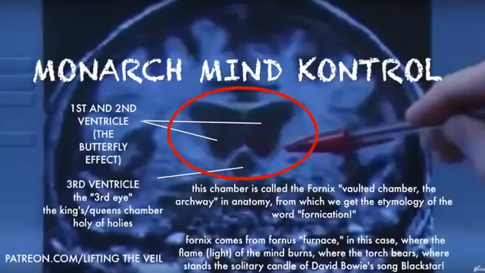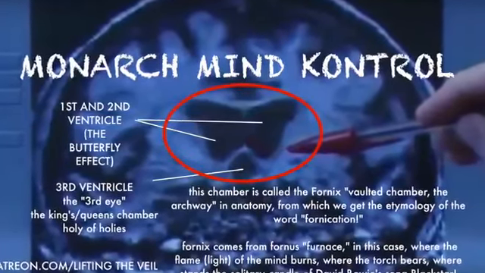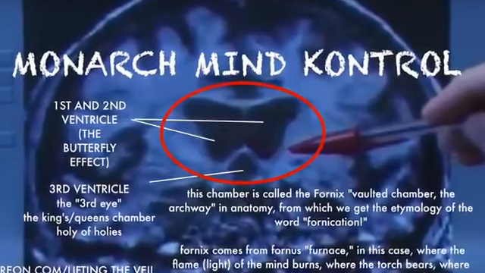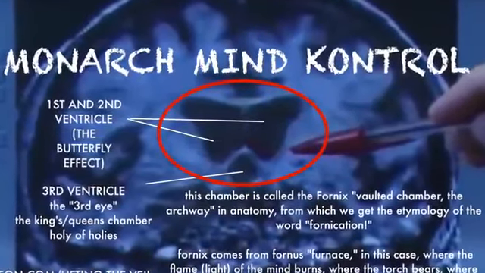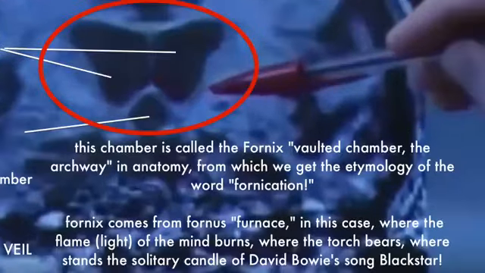And that is what the first and second ventricle are. They make up the two wings of the monarch butterfly. And what would be the abdomen of the butterfly down below is what's called the third ventricle, which is also called a fornix, which in etymology means a vaulted chamber. It's called a fornix or a vaulted chamber because, as we can see, the geometry here makes up an archway or a vault. It is the vault of heaven.